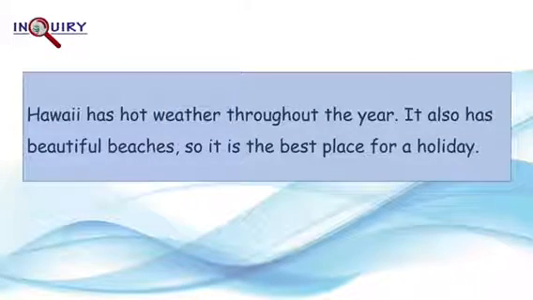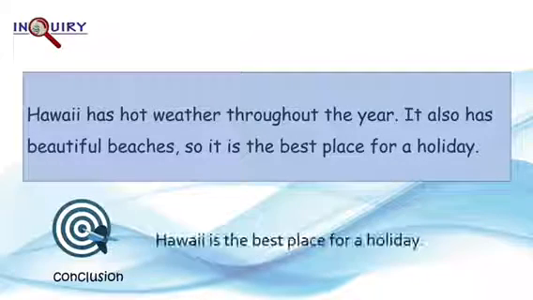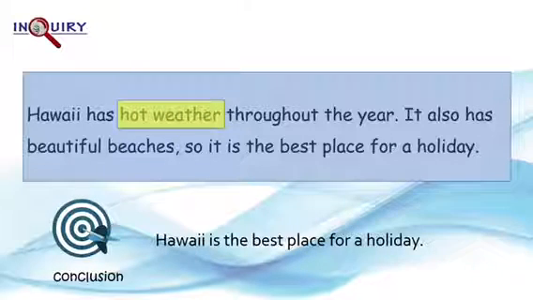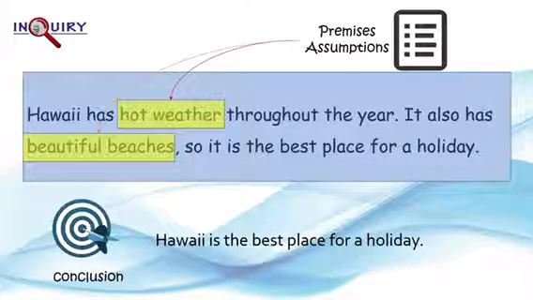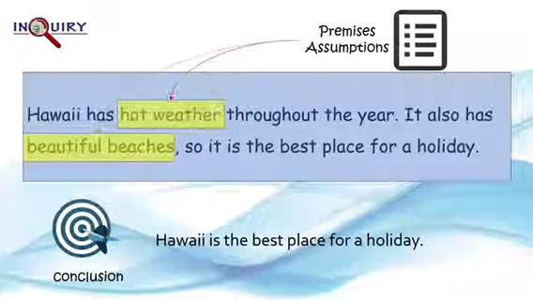For example, we have this statement: Hawaii has hot weather throughout the year. It also has beautiful beaches, so it's the best place for a holiday. Now the conclusion is this: Hawaii is the best place for a holiday. What are the premises, assumptions? The hot weather and the beautiful beaches. So the person here is giving two ideas, two pieces of evidence to support the conclusion.